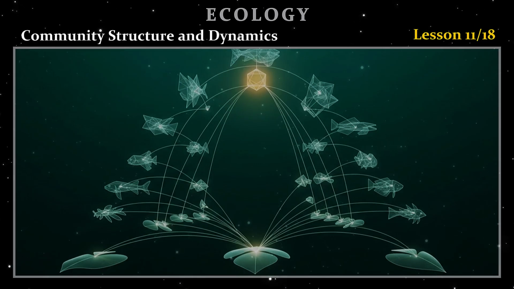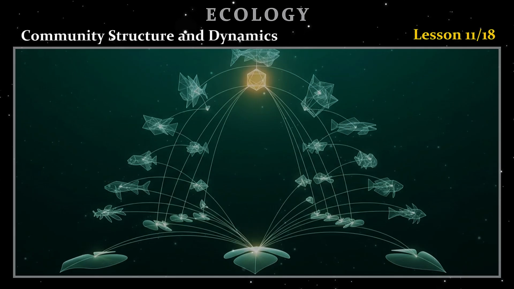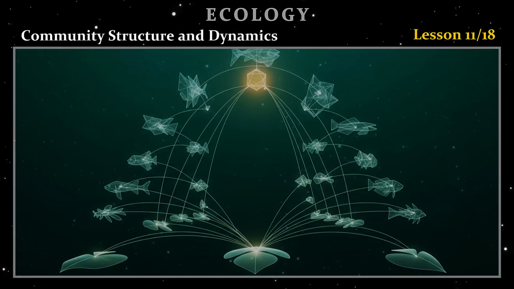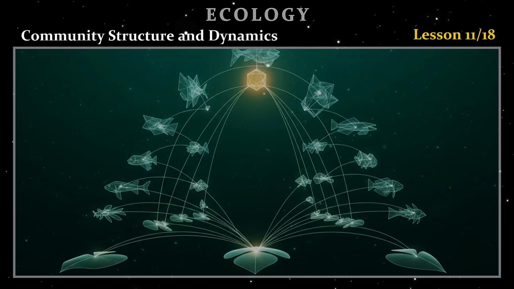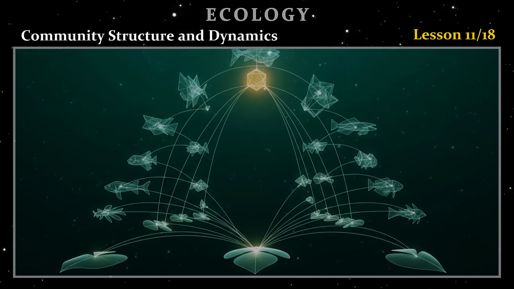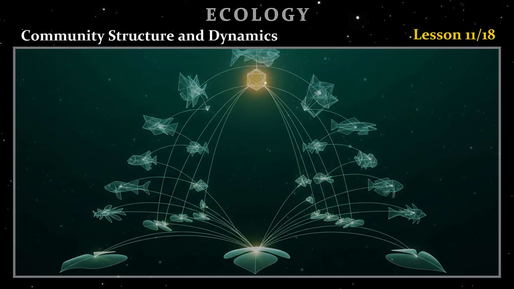At the bottom are the primary producers, the plants and algae that capture the sun's energy. Above them are the primary consumers, the herbivores. Next are the secondary consumers, the carnivores that eat herbivores. Finally, at the top are the apex predators and the decomposers who recycle the dead.